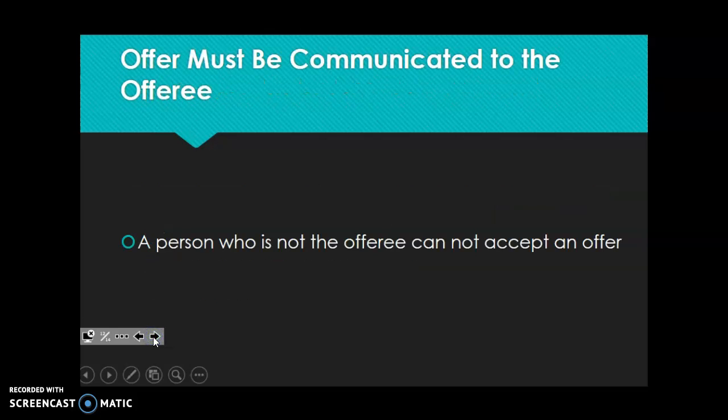The offer must also be communicated to the offeree. A person who is not the offeree cannot accept an offer. For example, going back to my car again, if I offer you my car for $400 and you say no, but your friend is standing beside you and says, I'll pay you $400 for that car, that's not a contract because I didn't offer the car to that person. It has to be the offeree to accept the offer, in order for it to be a validly binding contract.